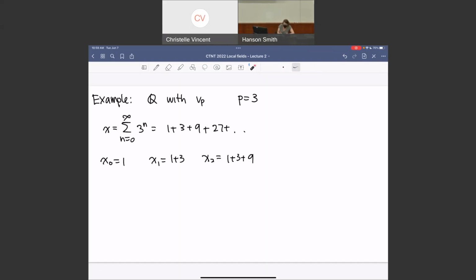And you see, this one has valuation 0. It's not divisible by 3. This one also has valuation 0. It's not divisible by 3. You see that the stuff I'm adding doesn't change the valuation, because I have to add stuff that has small absolute value. And the absolute value, because of the ultrametric, is governed by the big absolute value stuff.